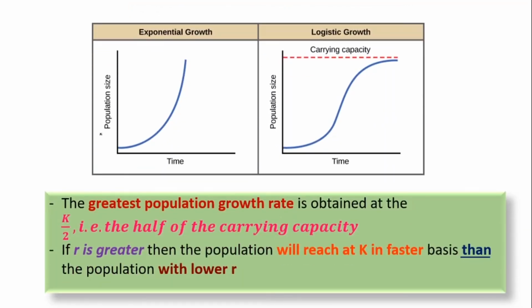So this is the comparison of the graph of the exponential growth pattern and the logistic growth curve. As you can see, exponential growth shows a J-shaped growth pattern, while the logistic growth curve shows a sigmoidal growth pattern. Up to this point it also shows exponential growth, and after this point the population starts to stabilize itself. The population growth rate is greatest up to K by 2, half of the carrying capacity. We have already discussed this, and if r is greater, then the population will reach K, its carrying capacity, faster.